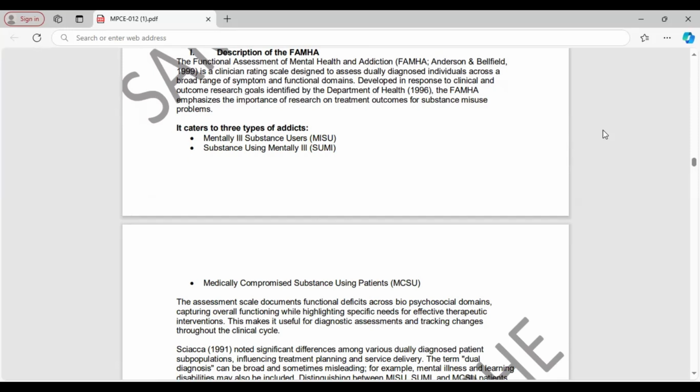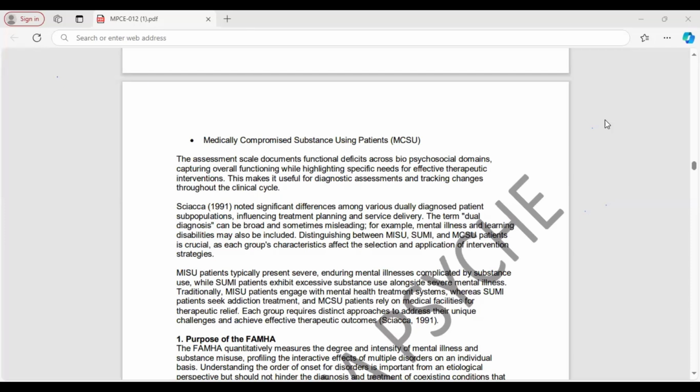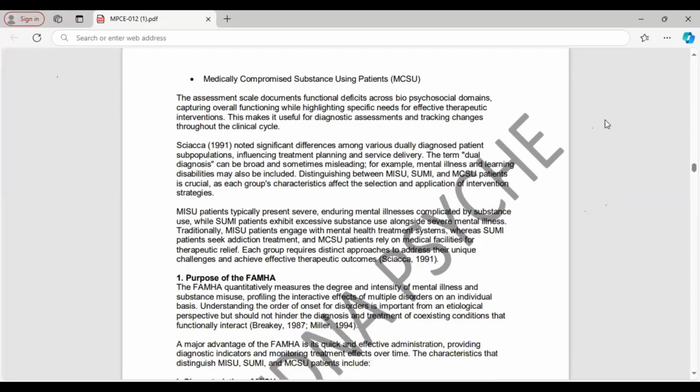It particularly aims at three types of addicts: mentally ill substance users, MISU, substance using mentally ill, SUMI, and medically compromised substance users, MCSU. The scale highlights functional deficits across biopsychosocial domains and helps to inform diagnostic assessments and treatment progress. Distinguishing between MISU, SUMI, and MCSU is essential as each group presents distinct challenges and requires tailored treatment approaches.